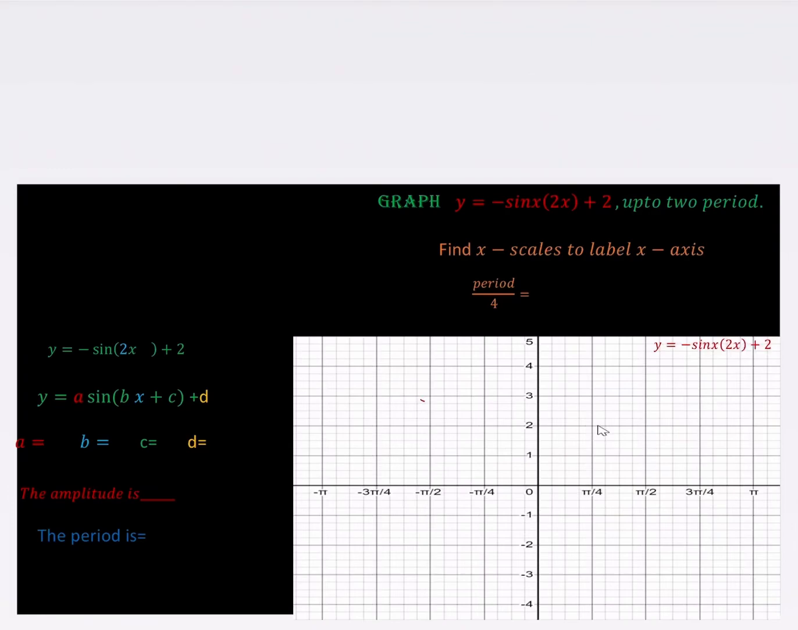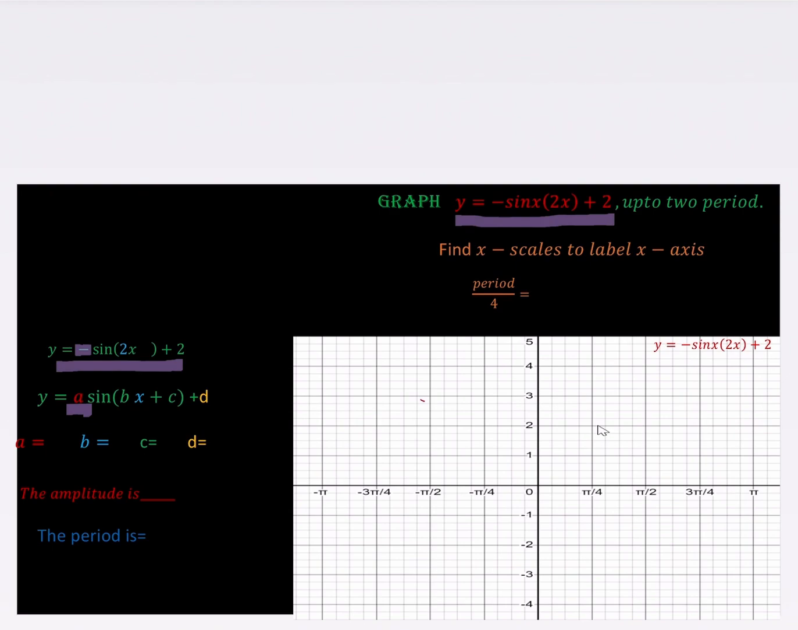Okay, so our objective is to graph y equals negative 2 sine x plus 2 up to 2 periods. The first thing we're going to do is bring down our function just the way it is, and we're going to look at the letter a. The a is right here, which is going to be negative 1. So go ahead, write it down. Find your a, b, and c.